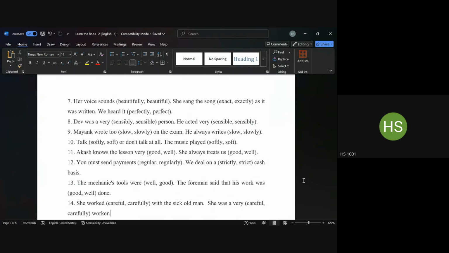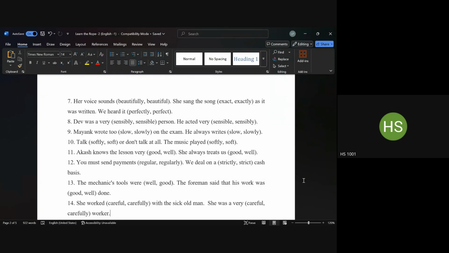She sang the song exactly as it was written. We heard it perfectly. Now, he was a very sensible person. He acted very sensibly. Sensible person: person is the noun, sensible the adjective. He acted very sensibly, again adverb of manner.